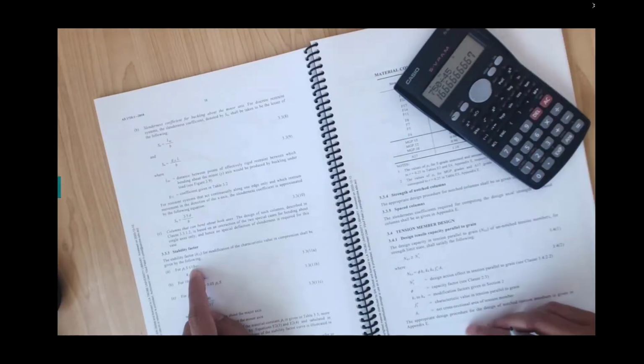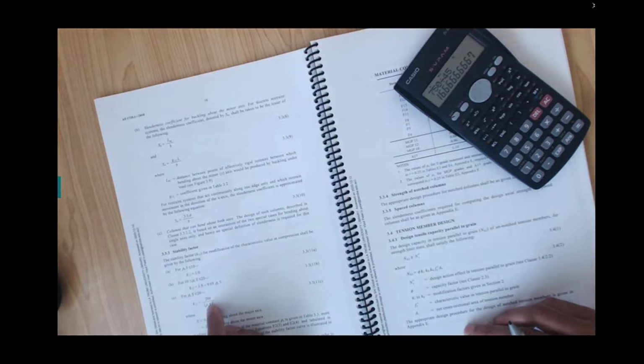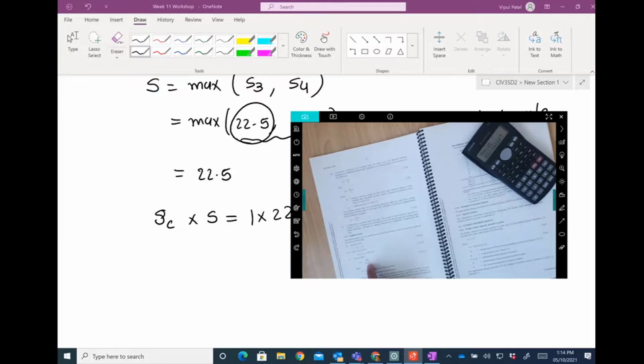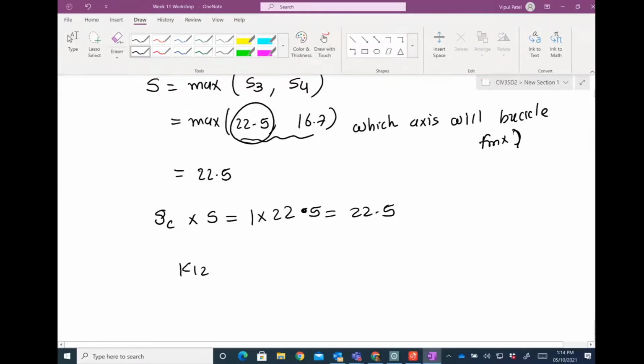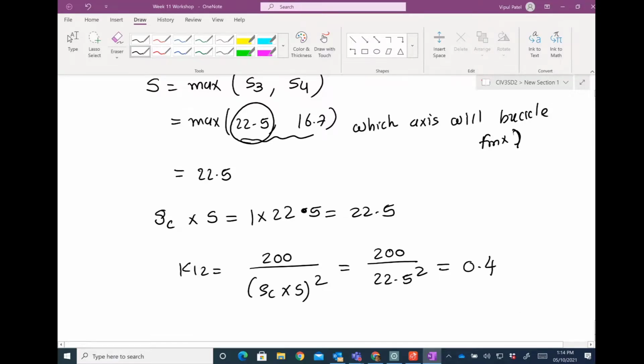So come back here. If it is less than 10, we don't have any global buckling, short columns. If it is 10 to 20, you have intermediate columns, and if it is greater than 20, and we have 22, we need to use K12 equal to 200 over rho c times S square. So you have 200 over 22.5 square. You get 0.4 as K12.